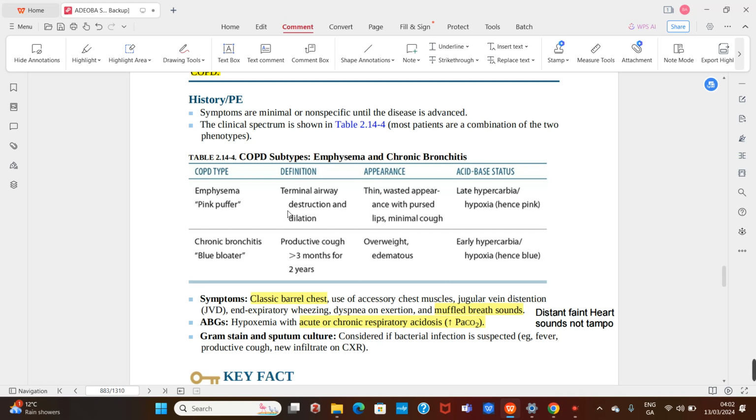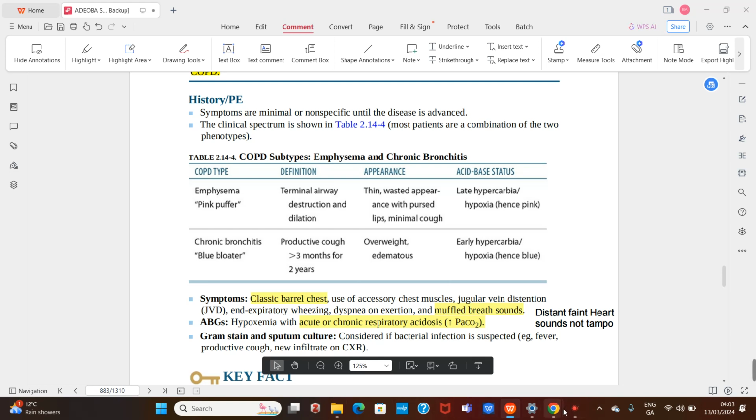Now, the reason why they call them the pink puffer is that they don't have hypoxia at the early stage. Because of this mechanism that they're doing, they can still get out the air minimally compared to people with chronic bronchitis. So they don't have an early onset hypoxia, so they will look pink. They have late onset hypercapnia, late onset hypoxia. So they look pinkish.